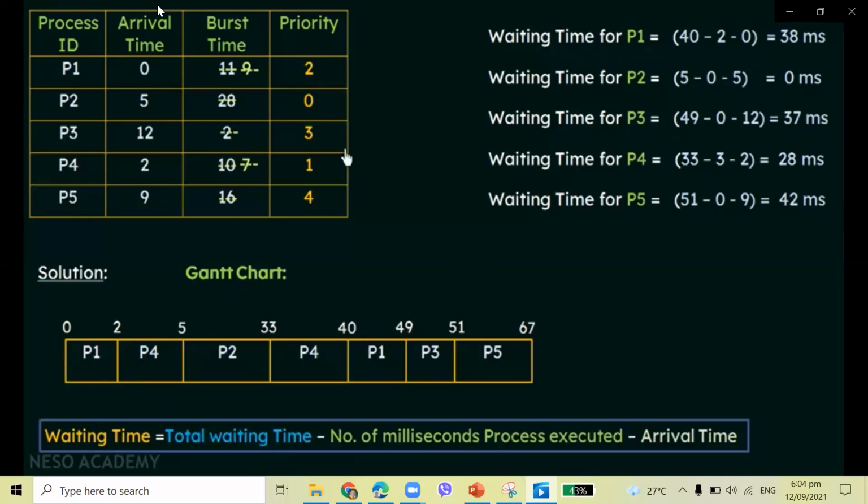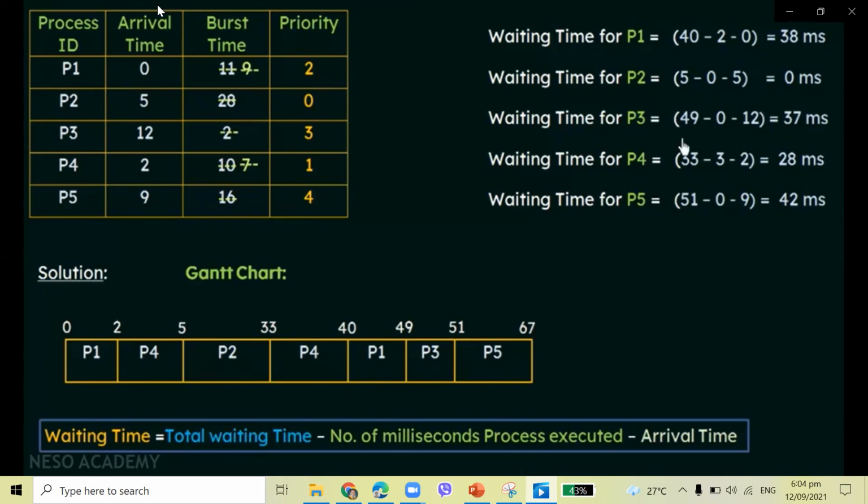So we see that in this table, P2 arrived at the 5th millisecond, and since it was of the highest priority among this set of processes, it was immediately given the CPU when it arrived, and it did not have to wait, and it was not preempted by any other process because it is of the highest priority. So that is why the waiting time of P2 is 0.